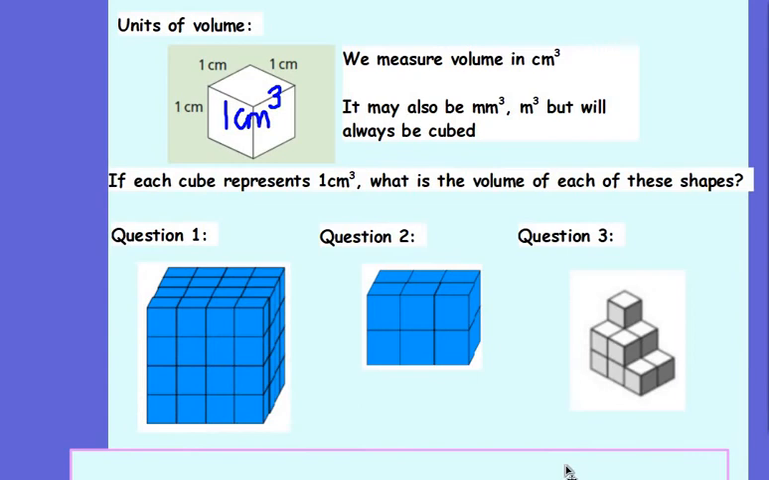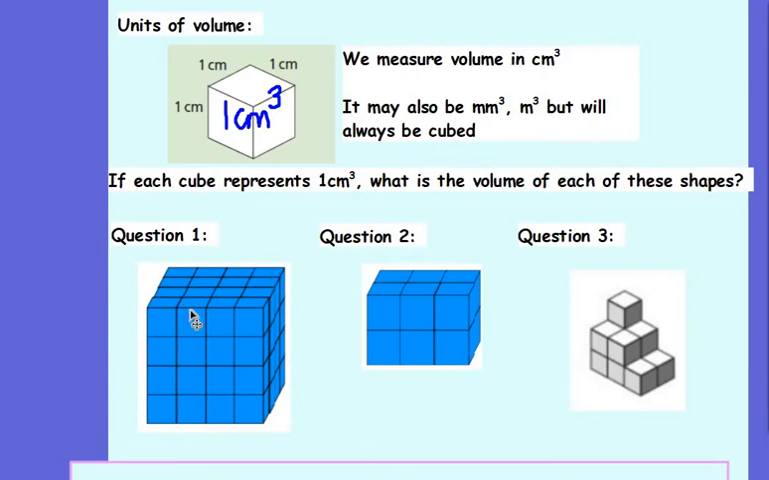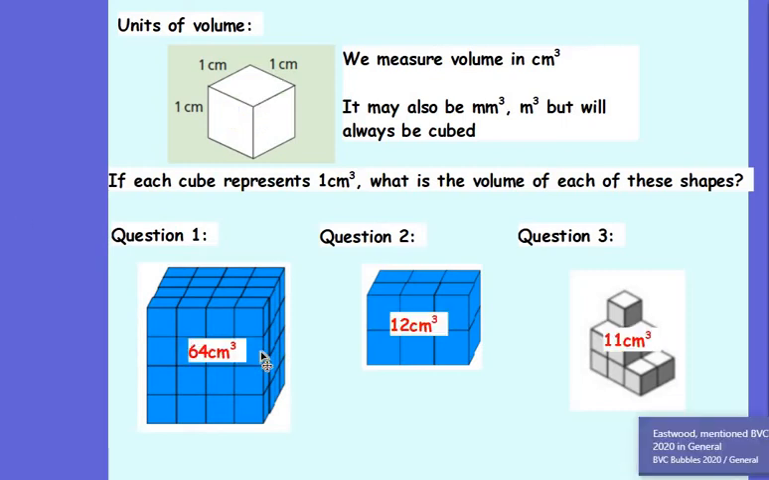Pause the video, year 8, and in your light blue books, can you write for me the volume of each of these 3 shapes? Pause the video for a couple of minutes and work that out now, please. Each of these little cubes means 1 centimetre cubed. And here's the answers. Please check your work and see how you did.